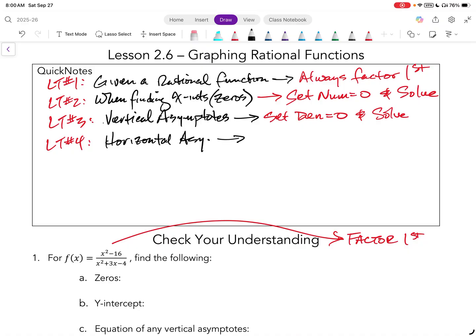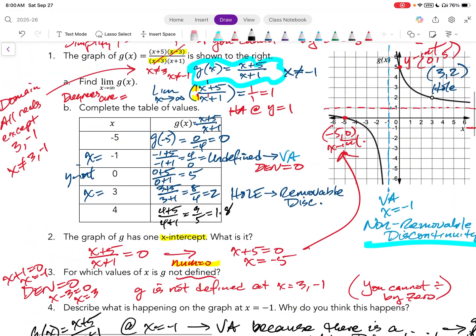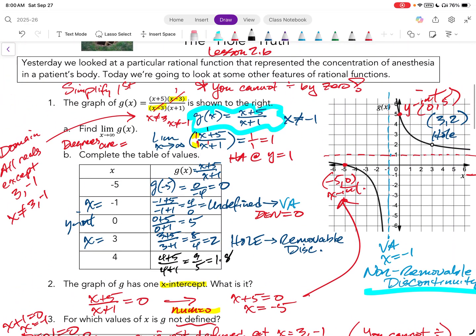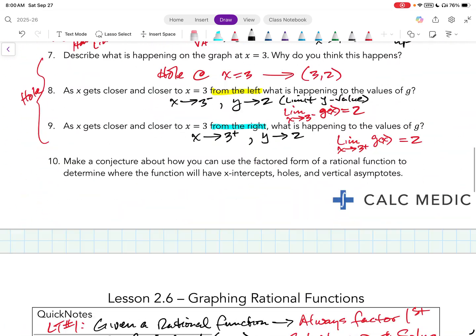Okay, what do we do? Well, we take limits to infinity. Let's see what we did in part A here. Look at that. We found the limit of g of x, and you kick in all your degree rules. You look at degrees, and so we take limits to infinity.